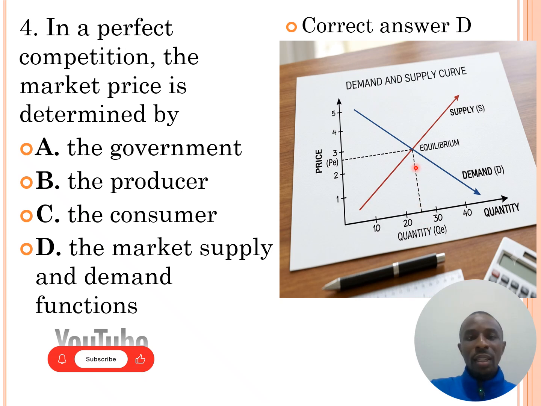At that point, when the price is determined, the sellers cannot cheat the buyers, neither can the buyers cheat the sellers. So it's at that point that there's equilibrium, and that's how price is determined in a perfect competition. That's option D.